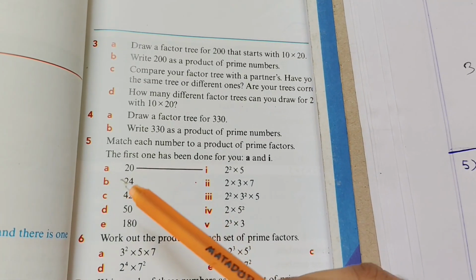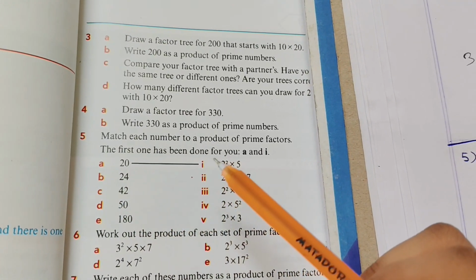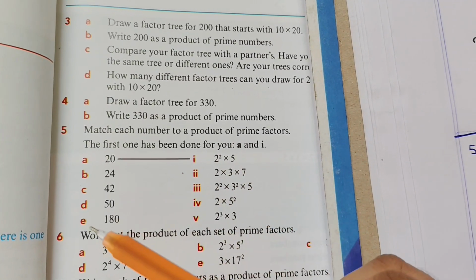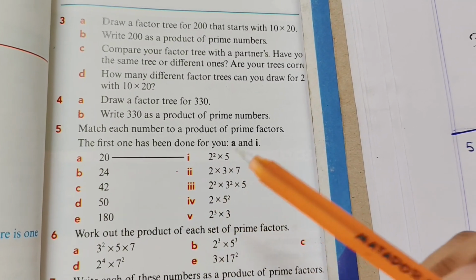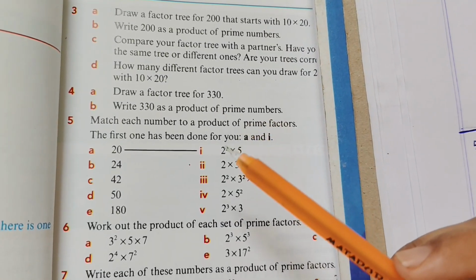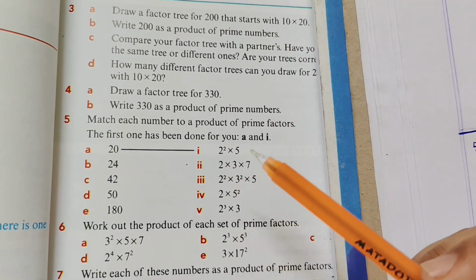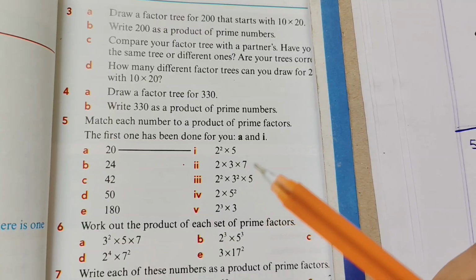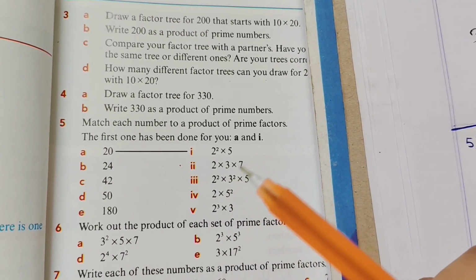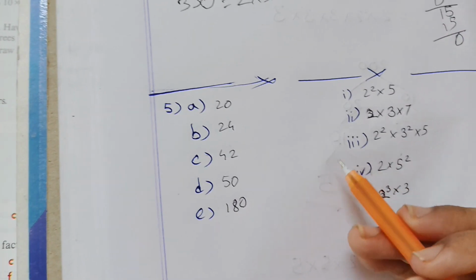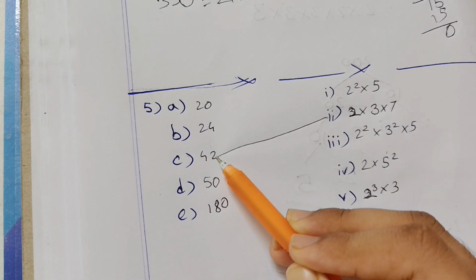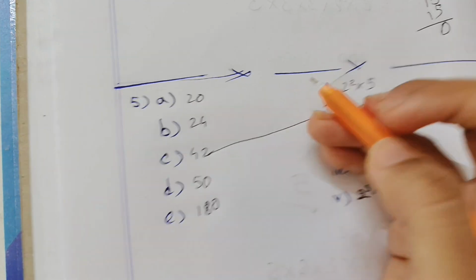So number B, let's first do these parts and work out where they match up. So 2 multiplied by 3 multiplied by 7. If you multiply 2 and 3, we will get 6. And if we multiply 6 with 7, we'll get 42, which is number C. So we shall match up 2 with 42.